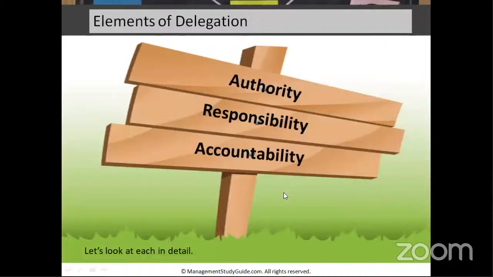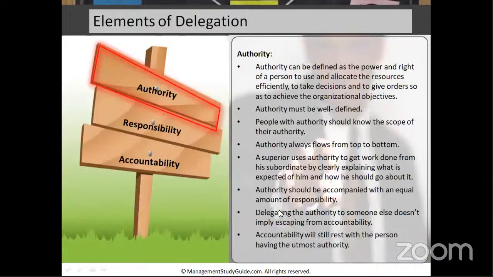Now, quickly, what are the elements of delegation? We have authority, we have responsibility, and we have accountability. Quickly, let's look at each of them and see what they have to tell us. In authority, authority can be defined as the power and right of a person to use and allocate the resources efficiently, to take decisions, and to give orders so as to achieve the organizational objectives.